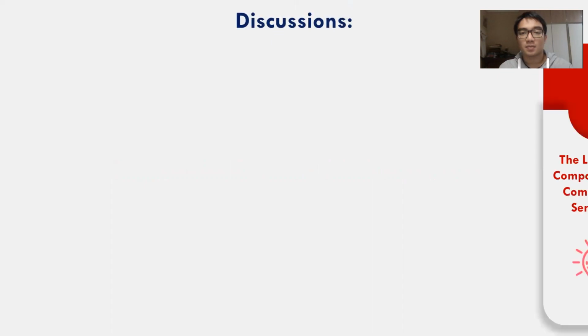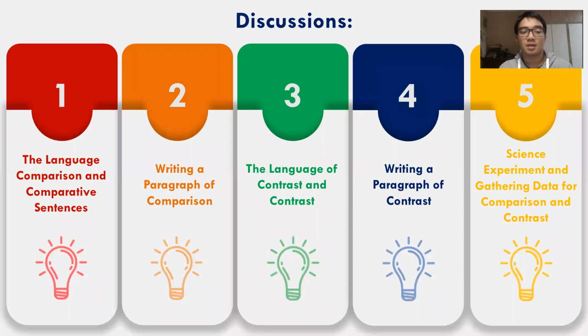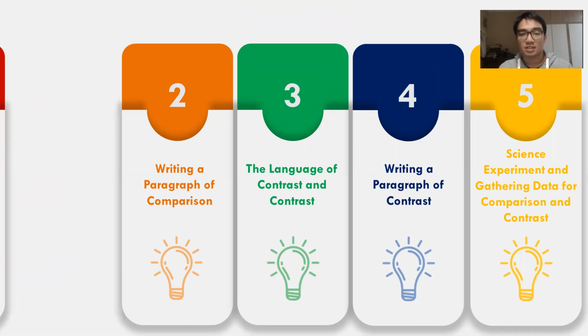In this discussion, we're going to discuss five sub points. The first is the language of comparison and comparative sentences. The second is writing a paragraph of comparison. The third is the language of contrast. Fourth is writing a paragraph of contrast. And the last is science experiment and gathering data for comparison and contrast. Let's move to the first discussion, the language of comparison and comparative sentences.